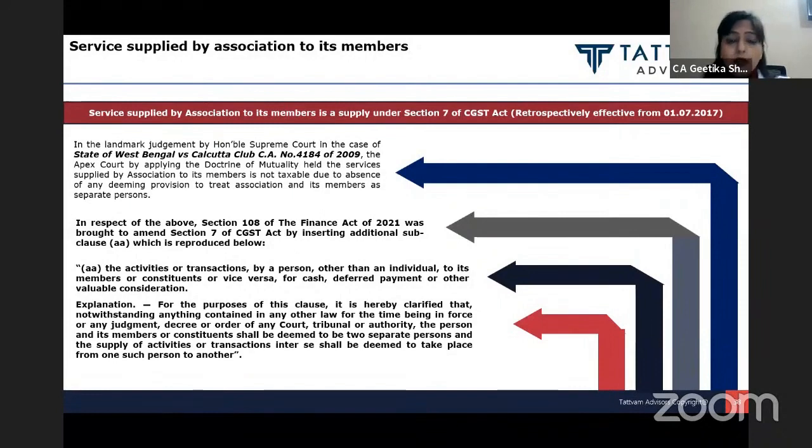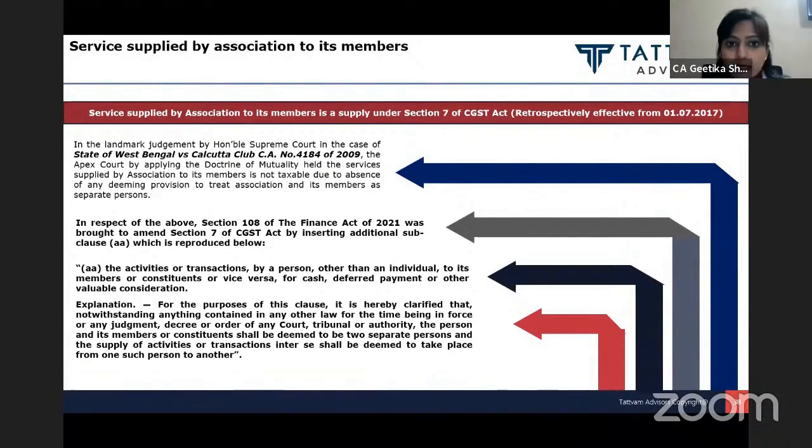Now, considering the loss of revenue, the legislature thought this is the right time to introduce this law. This provision has been retrospectively introduced to say that the associations and the members are different persons. A specific subsection has been introduced in section 7, saying that any activity or transaction by a person other than an individual to its members or constituents or vice versa, for cash etc., will be deemed as supply. Section 7 gives the definition of supply.